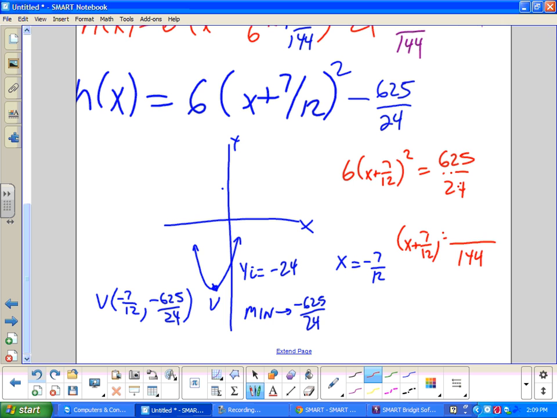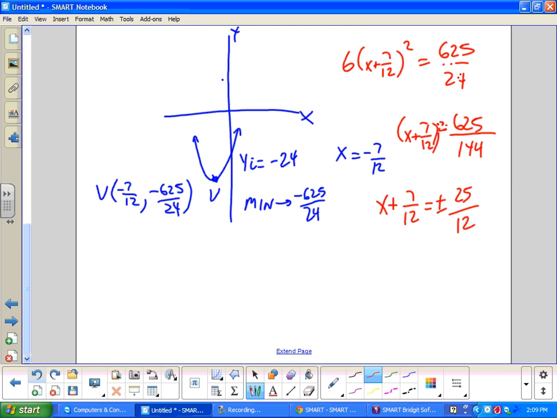So 6. Oh, I like this. Yeah, it got better. 625 over 144. Take the square root. x plus 7/12ths equals plus or minus the square root of 625 is 25, and then the square root of 144 is 12. Move 7/12ths. And look, it's even a common denominator. How much does the book like you guys? So negative 7 plus 25 over 12 is 3/2. Negative 7 minus 25 is negative 32 over 12, which is negative 8/3.